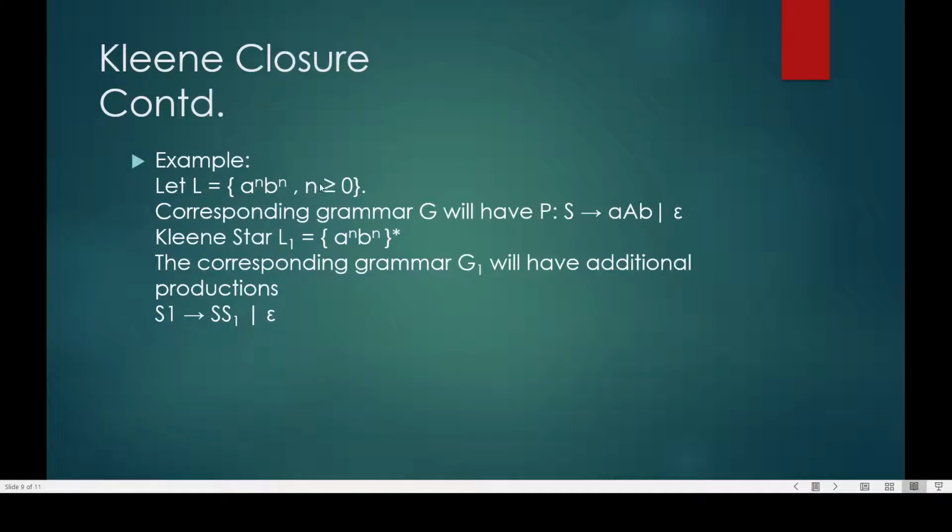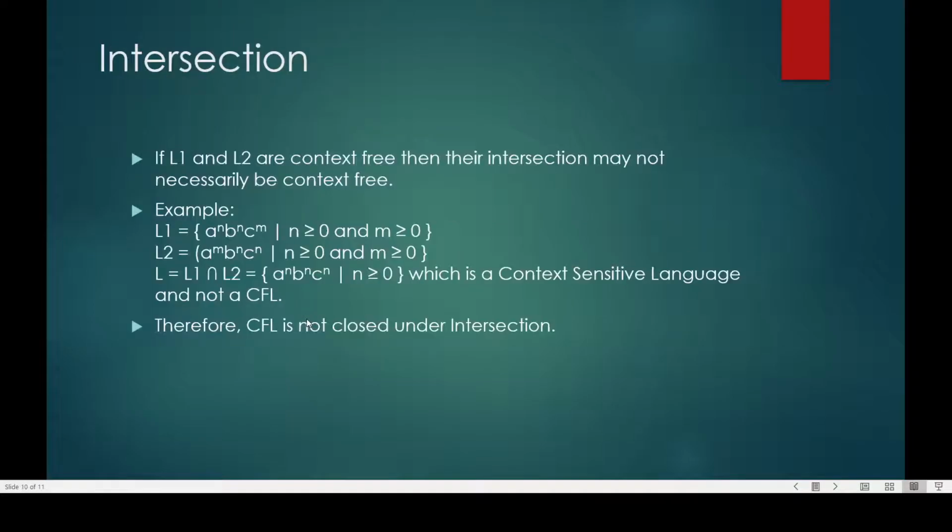Languages AⁿBⁿ, n greater than equal to 0. Corresponding grammar will be S tends to aSb or epsilon. So the Kleene star would be (AⁿBⁿ)*. The only change in the grammar which we'll have to make is we'll add an additional production, which will be S1 goes to SS1 or epsilon.